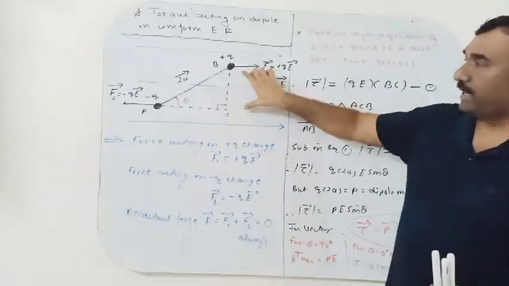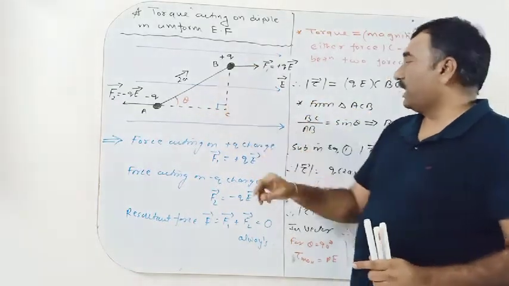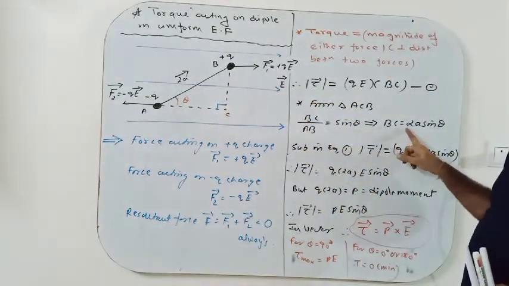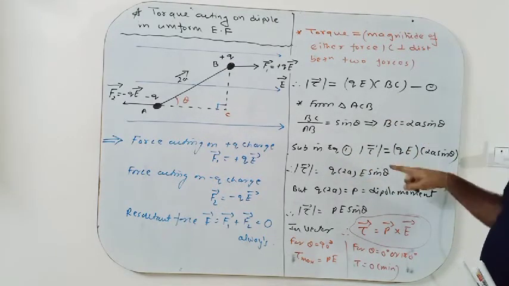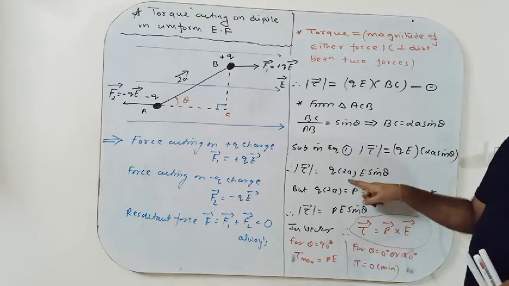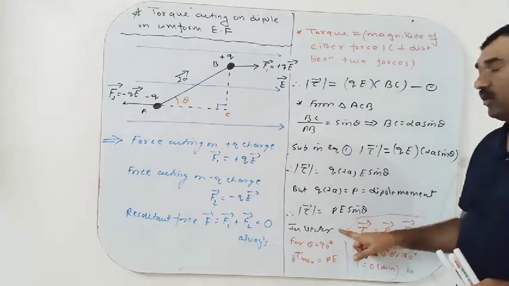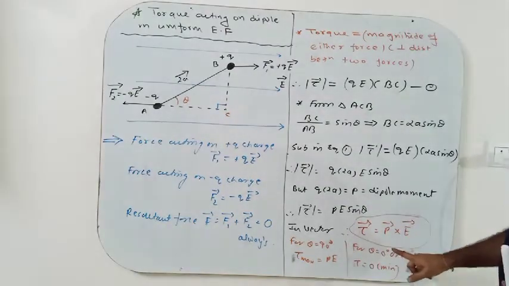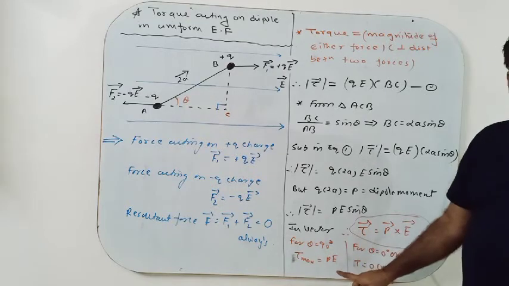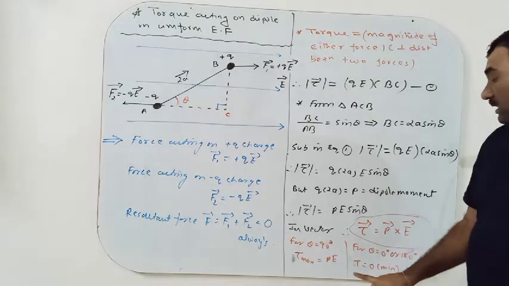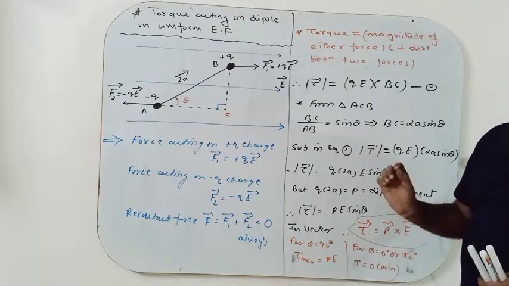BC is the perpendicular distance between these two forces. From triangle ACB, opposite upon hypotenuse is sin theta, so BC is equal to 2a sin theta. Substituting the value of BC, and Q into 2a being the dipole moment, the magnitude of the torque is PE sin theta, or in vector notation, torque is the cross product of P and E. For theta 90 degrees, torque is maximum, and for theta 0 and 180, torque is minimum. Please note this down.